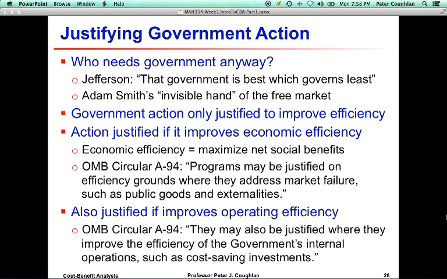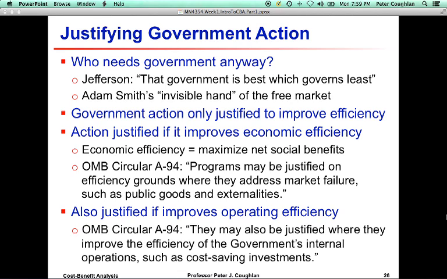And so OMB Circular A-4 supports this by saying, quote, programs may be justified on efficiency grounds where they address market failure, such as public goods and externalities. On the next slide, we'll talk in more detail about market failure in these two examples. But market failure basically means a situation where the market doesn't do what Adam Smith said it should, where the market does not maximize net social benefits. So whenever we have one of these market failures, then it's perhaps appropriate for the government to be involved.